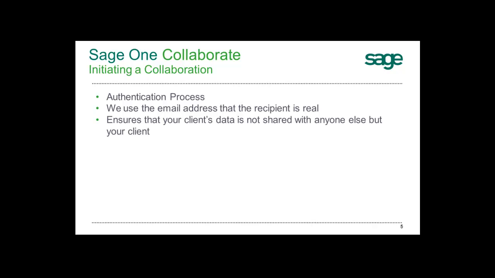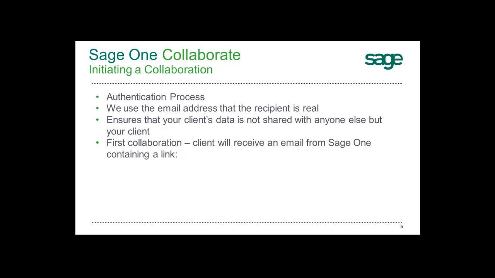To make sure that the information you share with your clients through Sage 1 is safe and secure, we use an authentication process. This process, simply put, uses information that your client has provided to you, namely their mobile number or email address, to check that the Sage 1 email from you can be read only by the holder of your client's mobile phone. So currently we use the email address option, just to make sure that the recipient is real. That would ensure that your client's data is not shared with anyone but them.